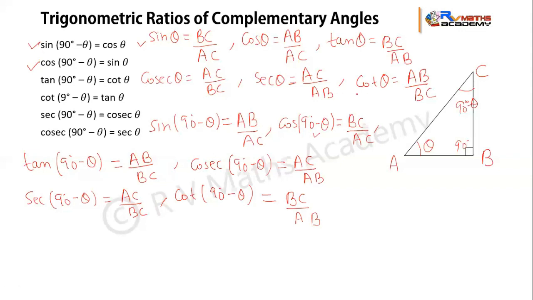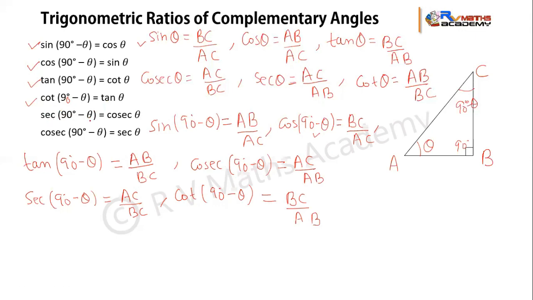Now similarly, you can see cot theta is AB upon BC, and tan 90 degree minus theta is equal to AB upon BC. So tan 90 degree minus theta is equal to cot theta. So this relationship we have got. Now next, cot 90 degree minus theta is BC upon AB, and this is tan theta, BC upon AB. So we can write cot 90 degree minus theta is equal to tan theta.